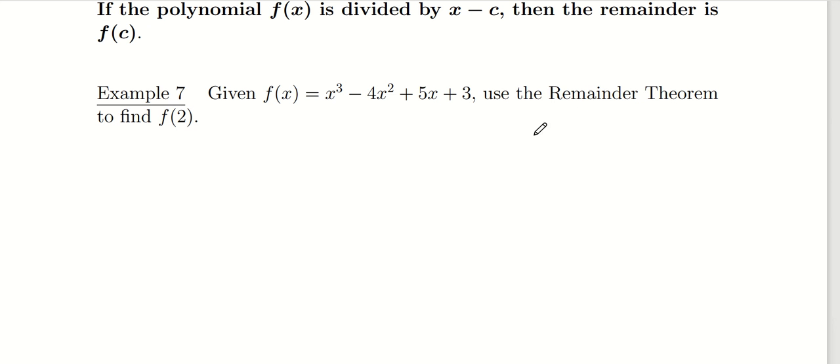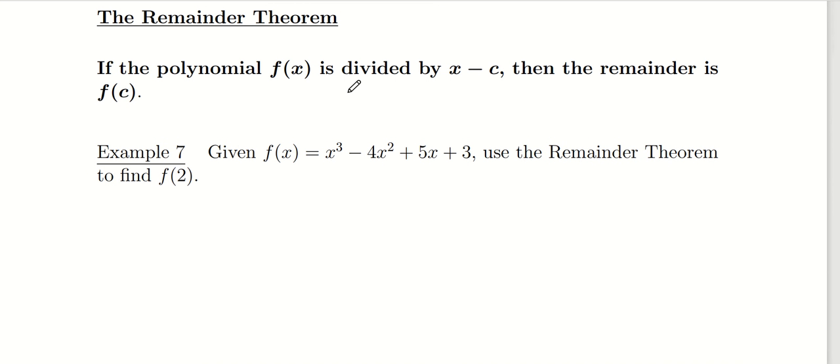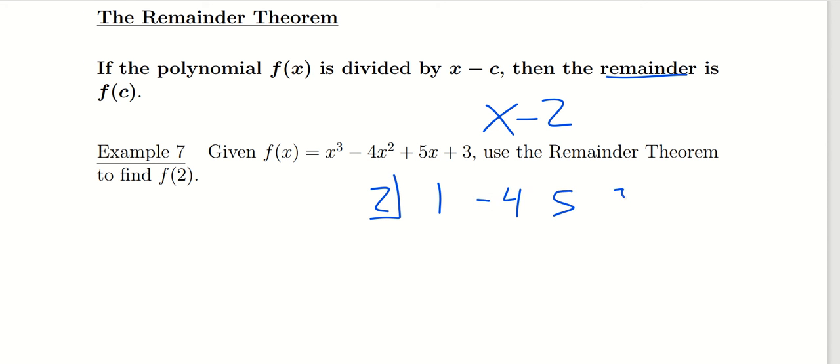So for instance, in example 7, they ask us to use the remainder theorem to find f of 2. According to the theorem, f of 2 is going to be the remainder when we take x cubed minus 4x squared plus 5x plus 3 and divide it by x minus 2. That we can do very easily computationally by using synthetic division. We're dividing by x minus 2, so a 2 goes in the block. The sequence of coefficients is 1, negative 4, 5, and 3. Let's do the synthetic division.